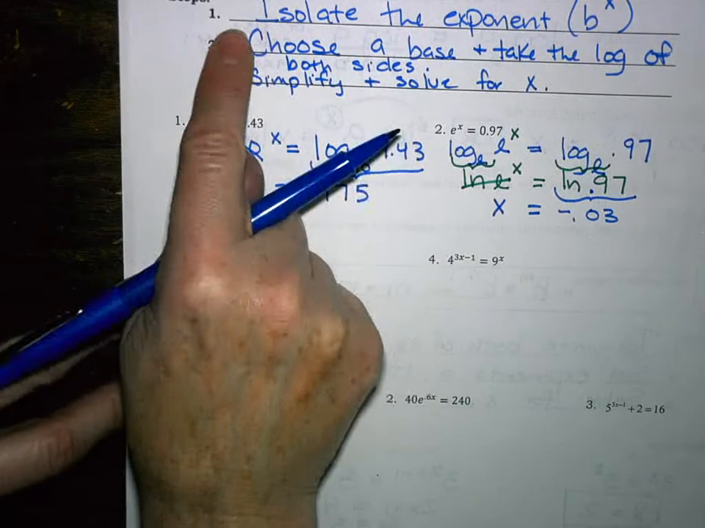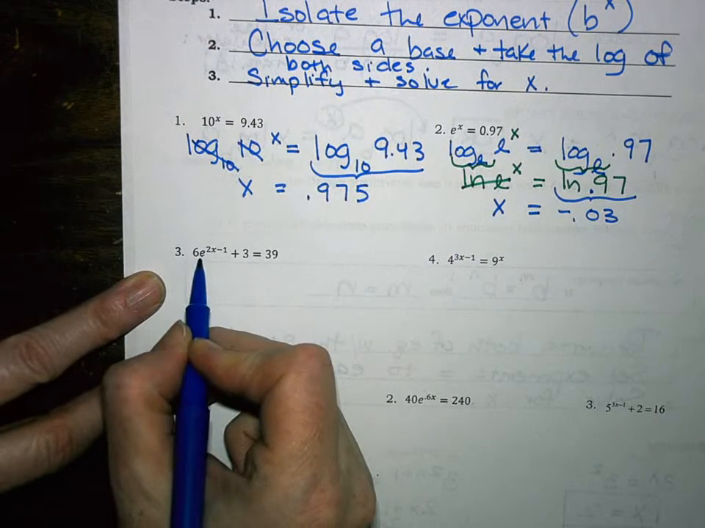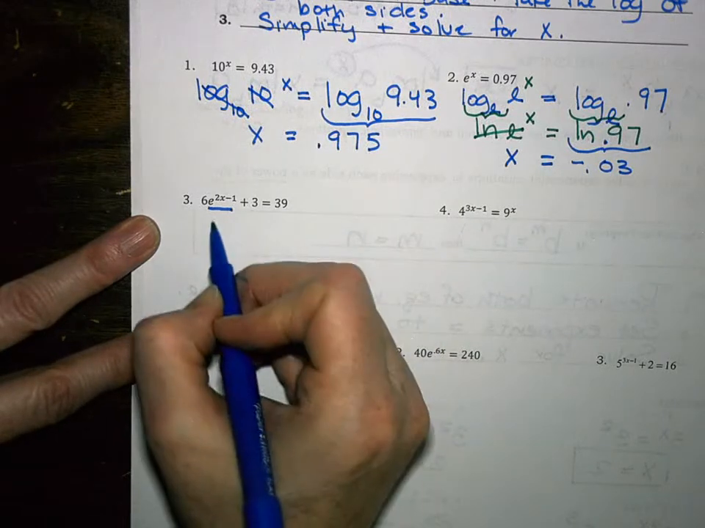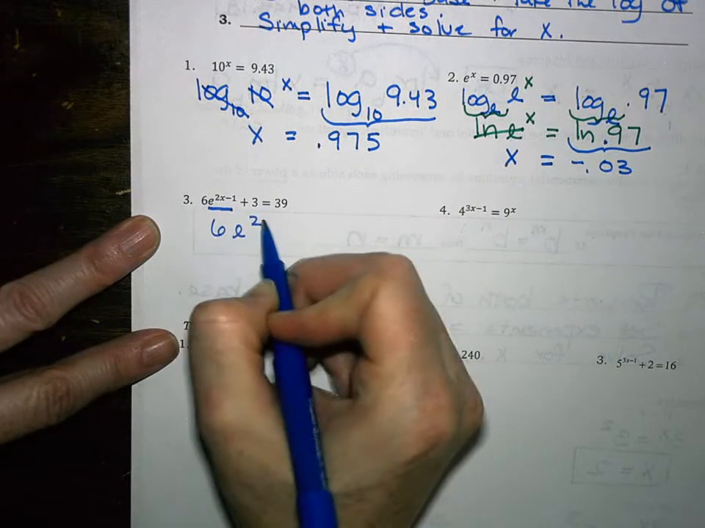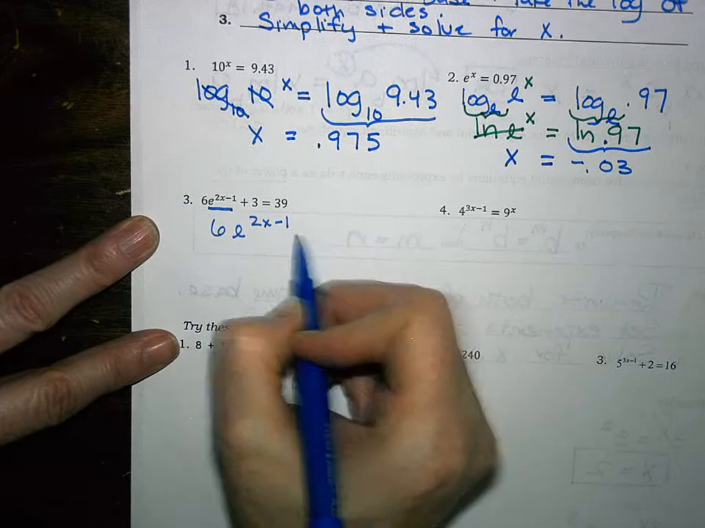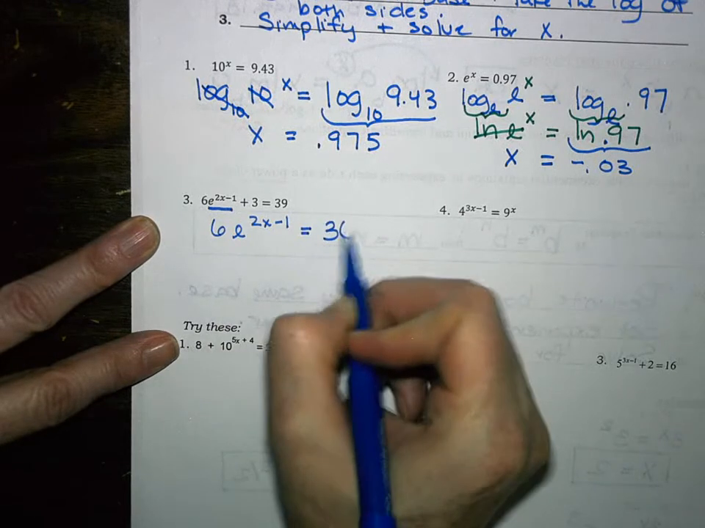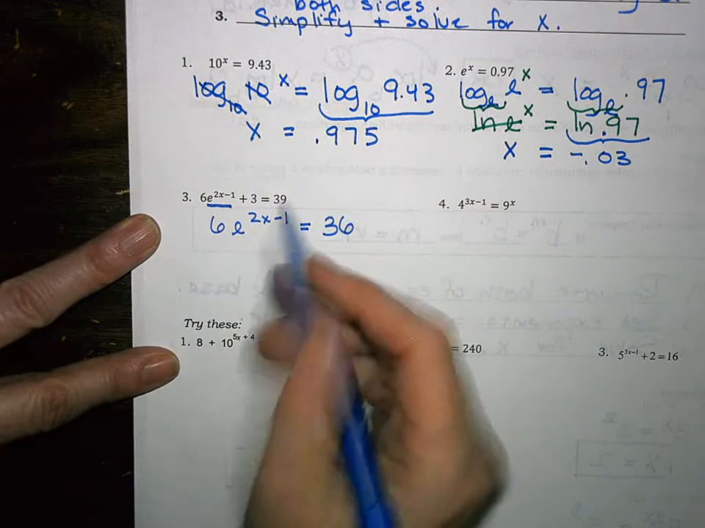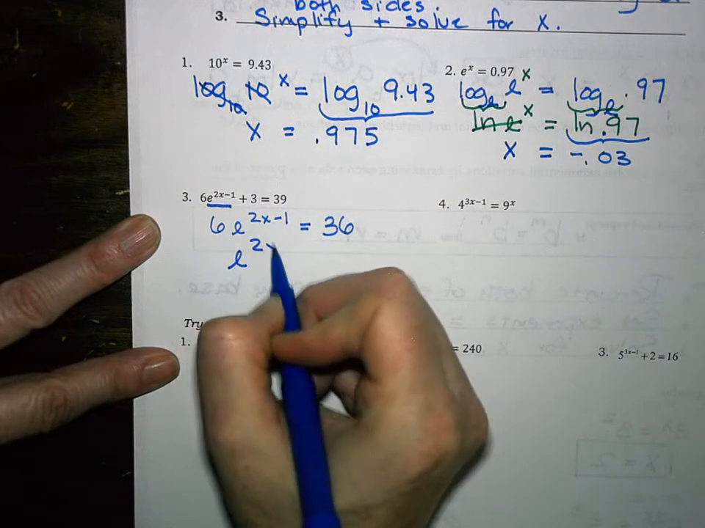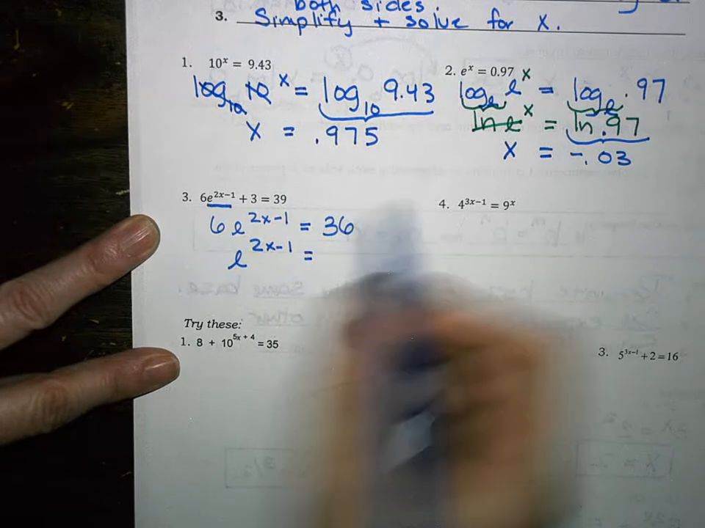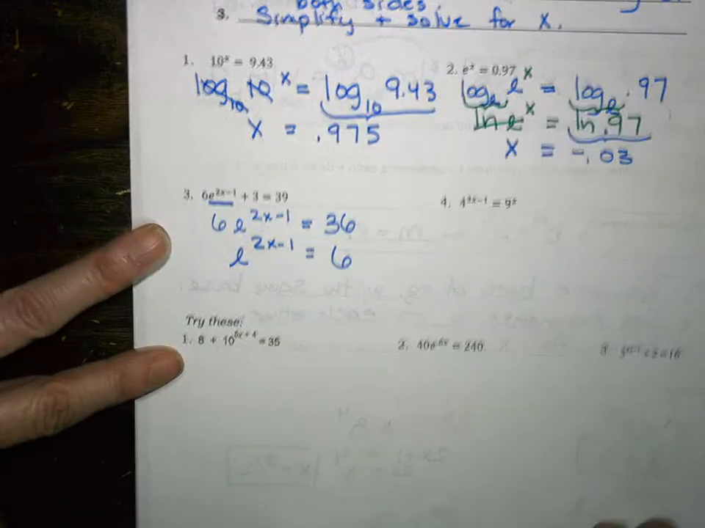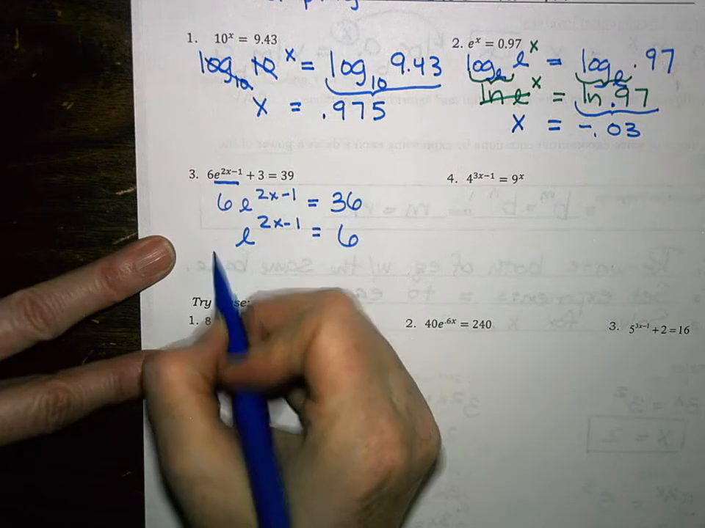Okay. Now here we have to remember about step 1. Isolate the exponent. We want to isolate e to the 2x minus 1. So let's subtract 3. I have 6e to the 2x minus 1. I'm going to subtract 3 from both sides to get 36. Well, I still have the 6 here that I need to get rid of, so I'm going to divide it out and get e to the 2x minus 1 is equal, divide both sides by 6, and I get 6.